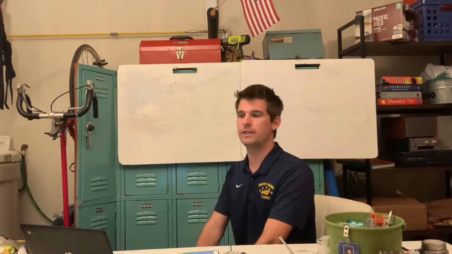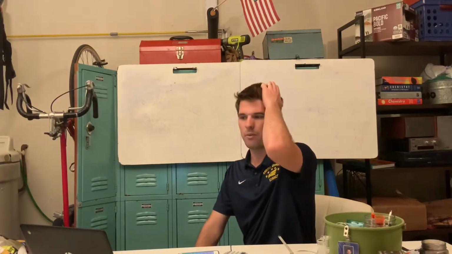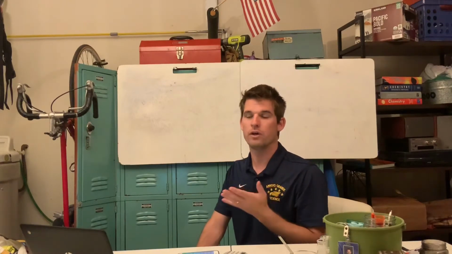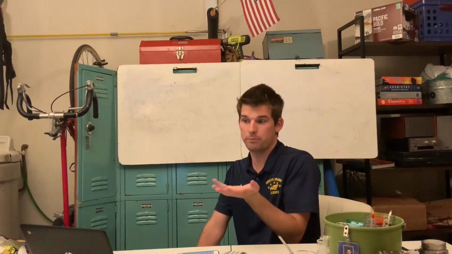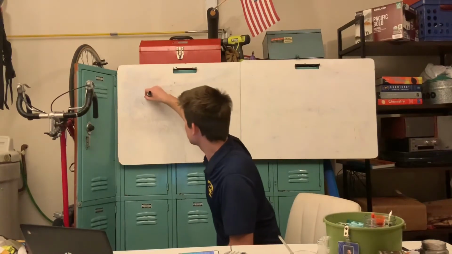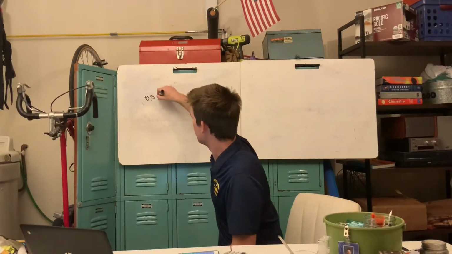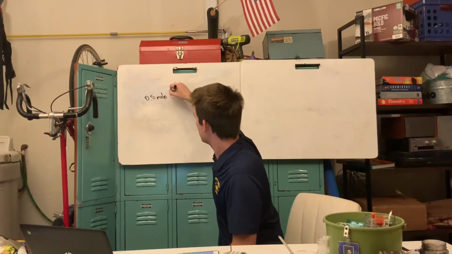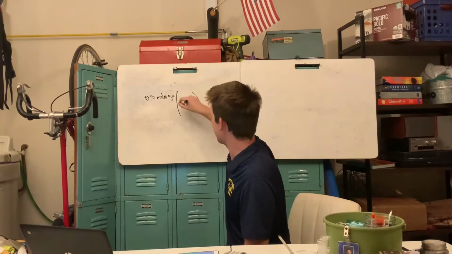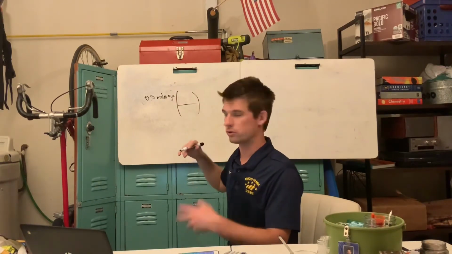Number 4 says, how many atoms of gallium are there in 0.5 moles of gallium? Okay, so we need to calculate number, like how many particles, how many atoms. And so we always start with the number they give us. So we're starting with 0.5 moles of gallium, and we're going to convert that to number of particles.